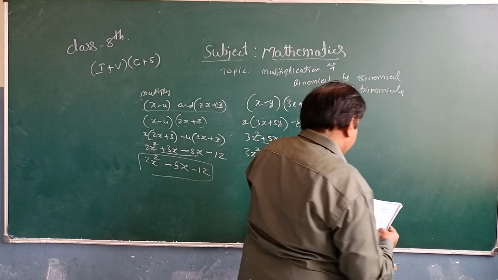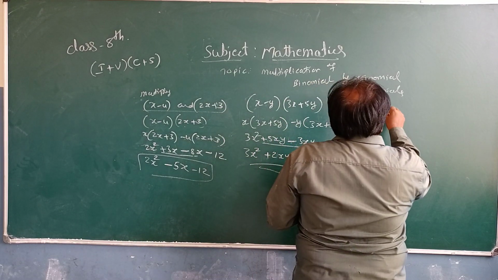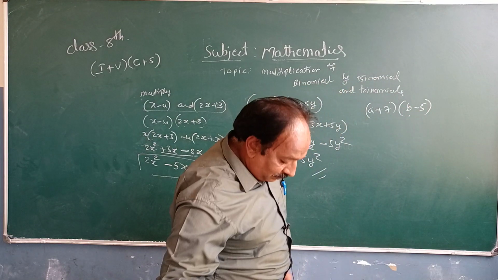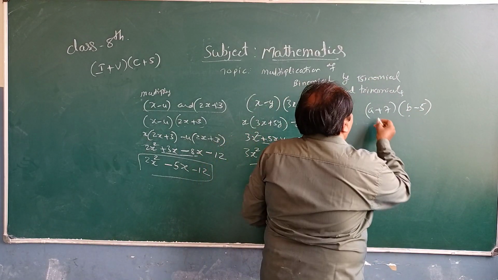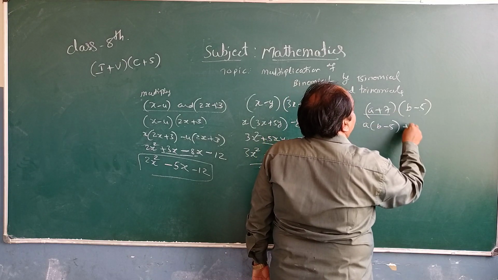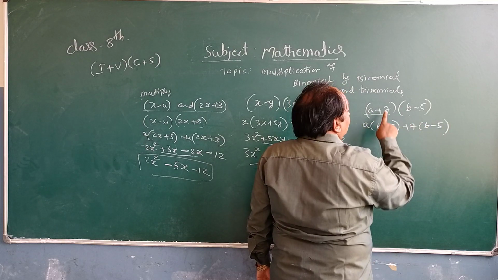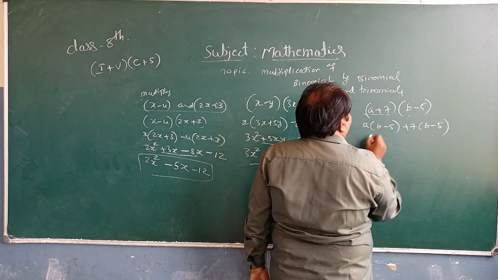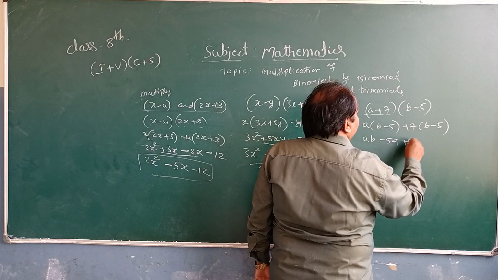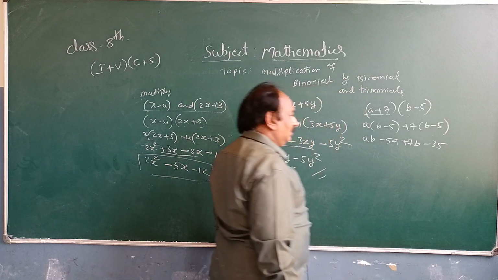Next, a plus 7 into b minus 5. That is again a into b minus 5 plus 7 into b minus 5. a into b, ab. 5 into a, 5a. 7 into b, 7b. Plus into minus, 7 5s are 35.